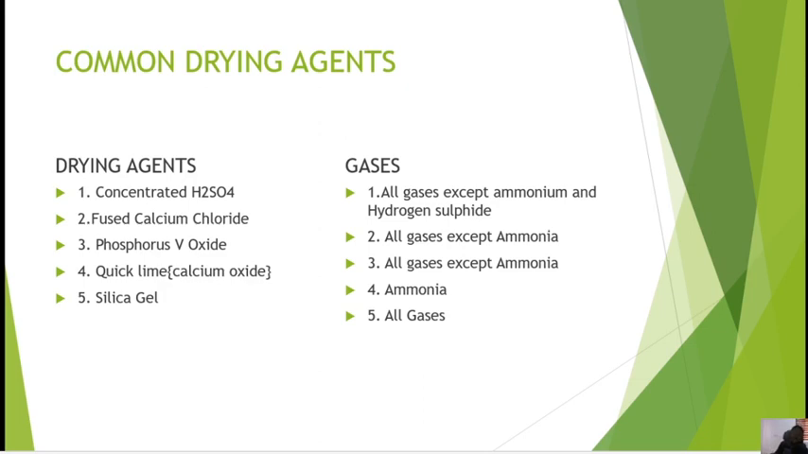Then you cannot use fused calcium chloride to dry ammonia simply because it will form a complex with the fused calcium chloride. Okay, phosphorus 5 oxide can be used to dry all gases except ammonia. Same thing because ammonia reacts with phosphorus 5 oxide. And then you have quicklime. Quicklime is used to dry ammonia, yes, because it doesn't react or interact with it. Silica gel can be used to dry all gases, including ammonia.